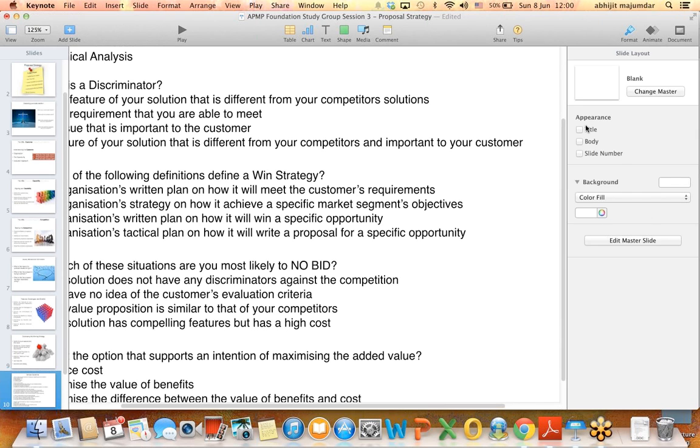Prasad, you are asking that you did not see the proposal process cycle within the steps within the APMP proposal guide. Is there any slide or material where the proposal cycle is described? I need to make it very clear here, Prasad, that the APMP best practices guide does not give you a framework or a process that this is step one, this is step two, this is step three.